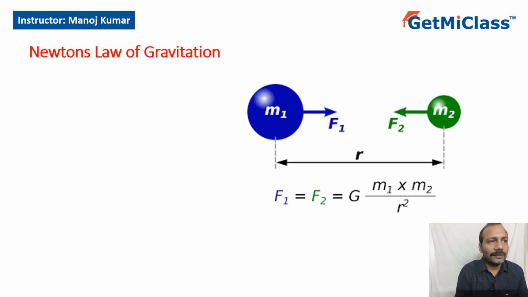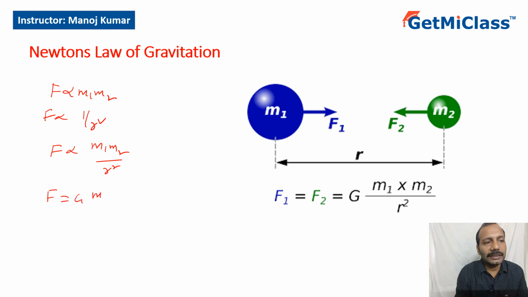So if I have to write it in terms of F, F is proportional to m1 m2, and F is proportional to 1 by r square, which gives F is proportional to m1 m2 by r square. The constant of proportionality G is called the universal gravitational constant. And these forces act along the line joining the two masses.